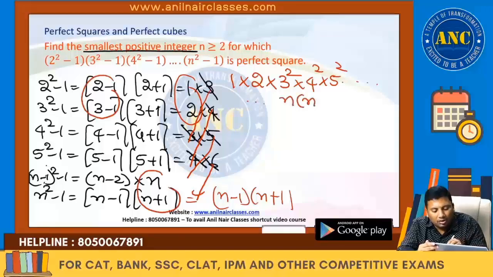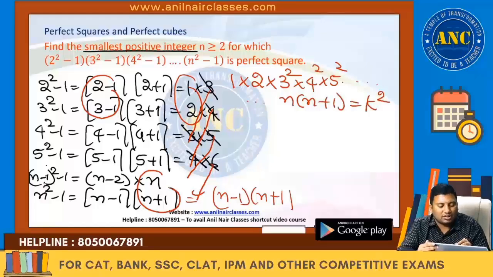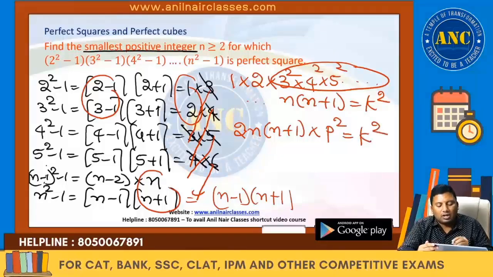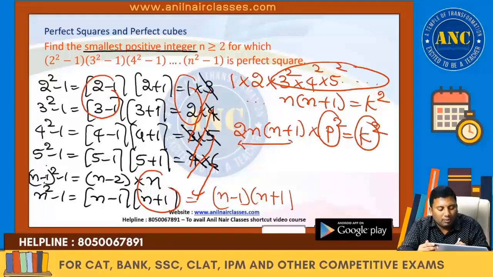So n into n plus 1, this is nothing but a perfect square, which is k square. So 2n into n plus 1 into all these 3 square, 4 square, 5 square and so on, that is nothing but another perfect square equivalent to k square. This is a perfect square, this is a perfect square. So this should be a perfect square.